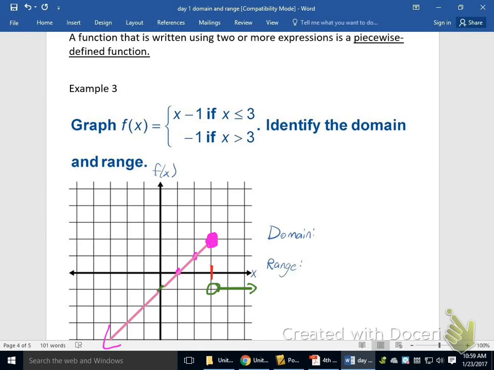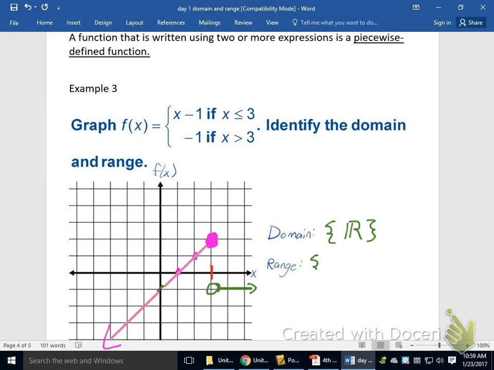All right, so for domain and range, for domain you always refer to what they tell you, but if you join these two, x is less than or equal to 3 or x is greater than 3, well, that's actually just all real numbers. Any number meets that condition. So for my domain, I'm just going to say the set of all real numbers.